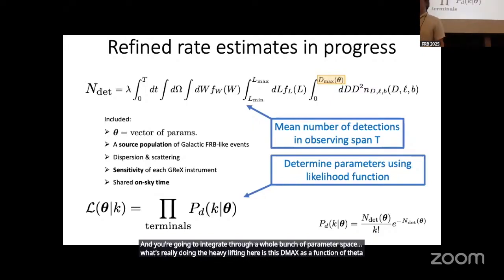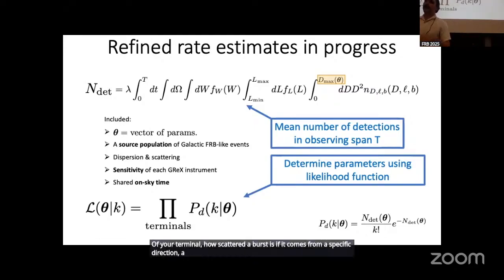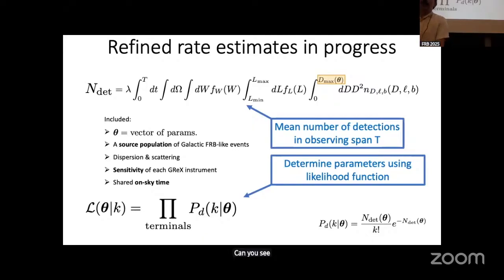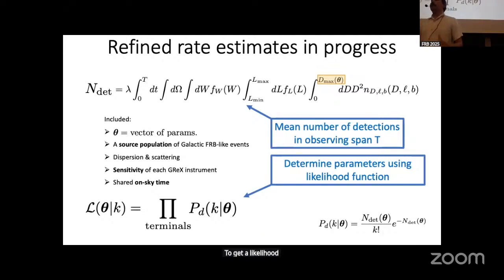Theta is some vector of parameters that describes the sensitivity of your terminal, how scattered a burst is if it comes from a specific direction, a specific distance. And it tells you how far in that direction you can see, how much of the population you are sensitive to. So the idea is to get this mean number of detections expected per terminal, combine them in a reasonable way to get a likelihood function, and use that to get some idea of these different parameters.